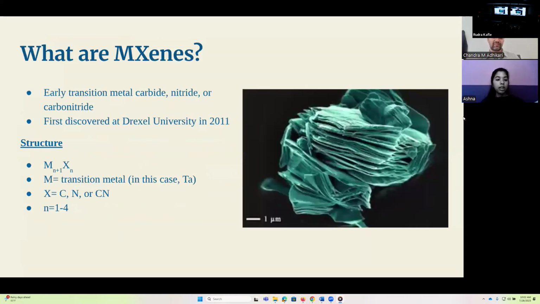MXenes are an early transition metal carbide, nitride, or carbonitride. They were first discovered at Drexel University in 2011. The chemical structure of MXene is M(n+1)XnTx. The M represents a transition metal, in this case tantalum. The X is carbon, nitrogen, or carbonitride, and the number n ranges from 1 to 4, and in our case, this is the number 3.